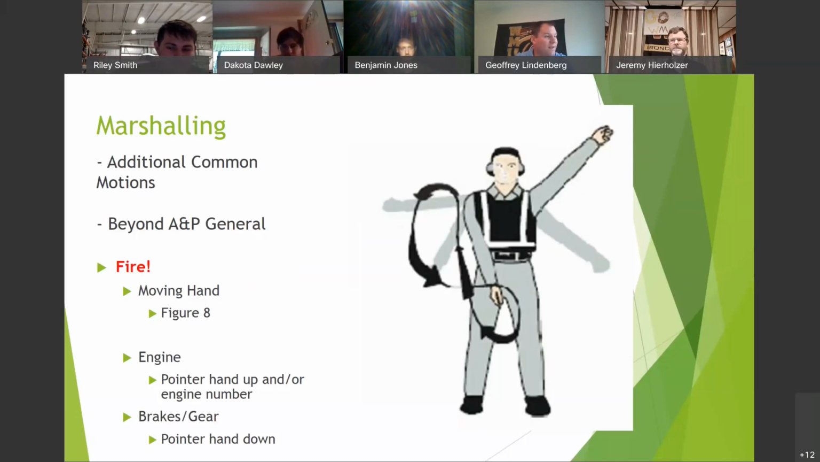But just understand, if you see a marshaller doing the figure eight, a lot of times they're also kind of running around and panicking at the same time. So just keep calm.